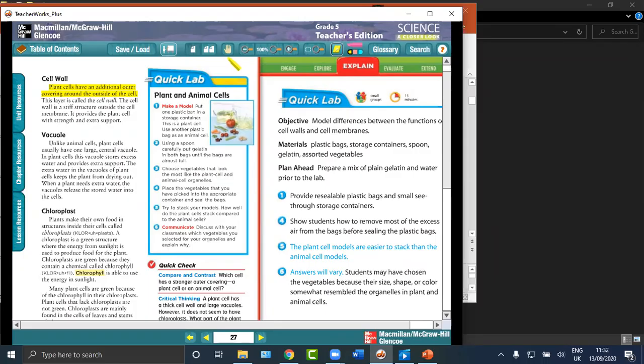Now, what about the vacuole? It has the main job to store food, water, and waste. Yes, food, water, and waste. Okay. Now, chloroplasts.